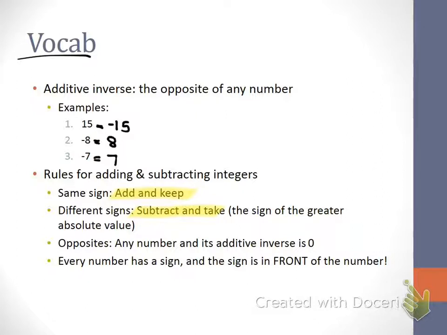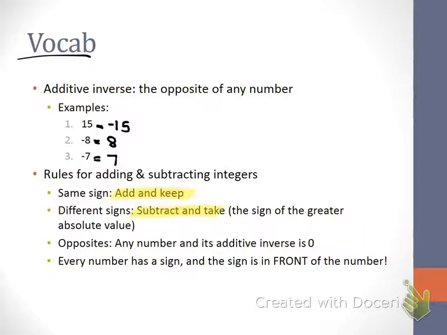So the opposite, we talked about it. Any number and its additive inverse, so take 7 and negative 7, it's going to be 0. Take 10 and negative 10, it's going to be 0. So that's another rule that you just need to know. And now the last one, and you're going to hear me say this a lot. Every number has a sign, and where is that sign? In front of the number.